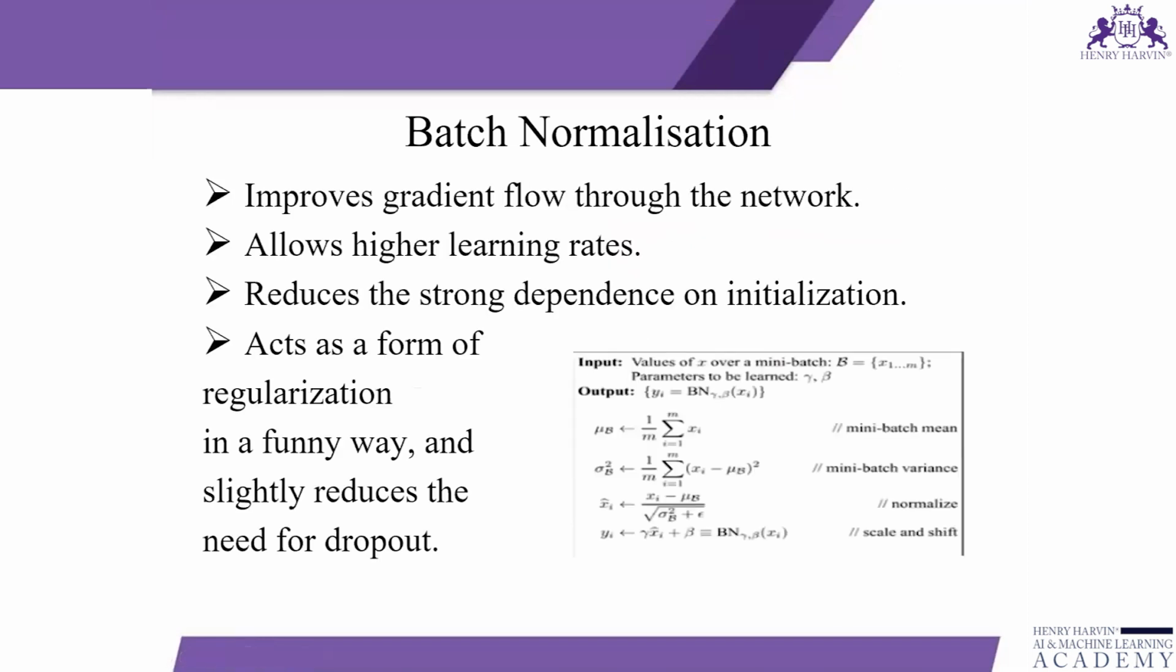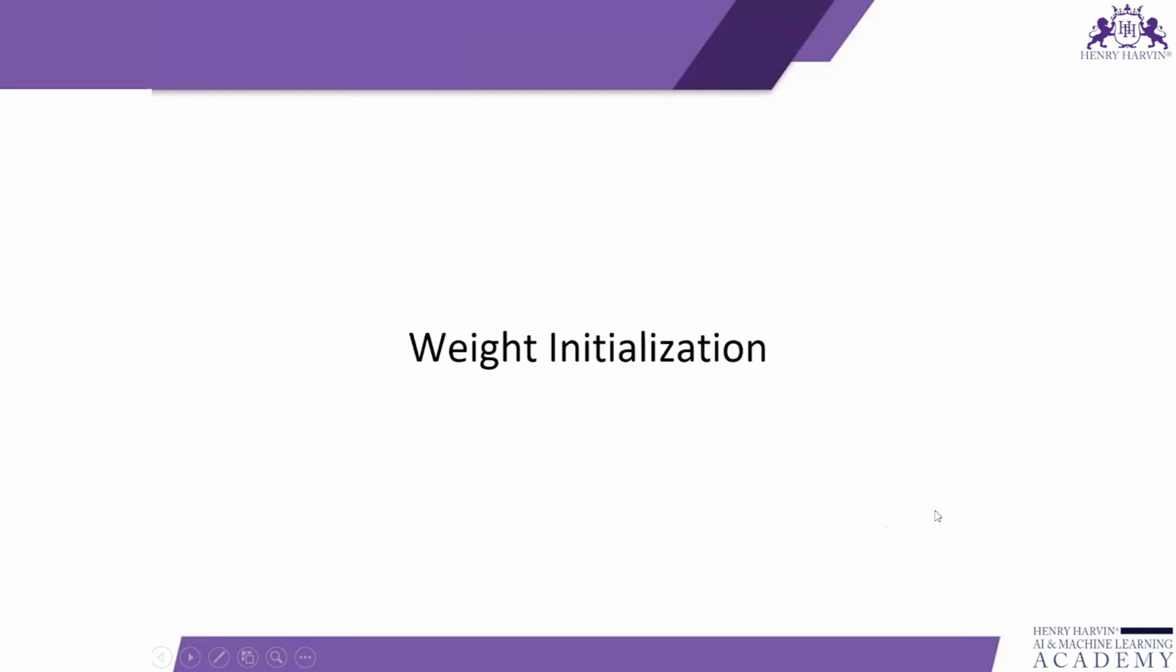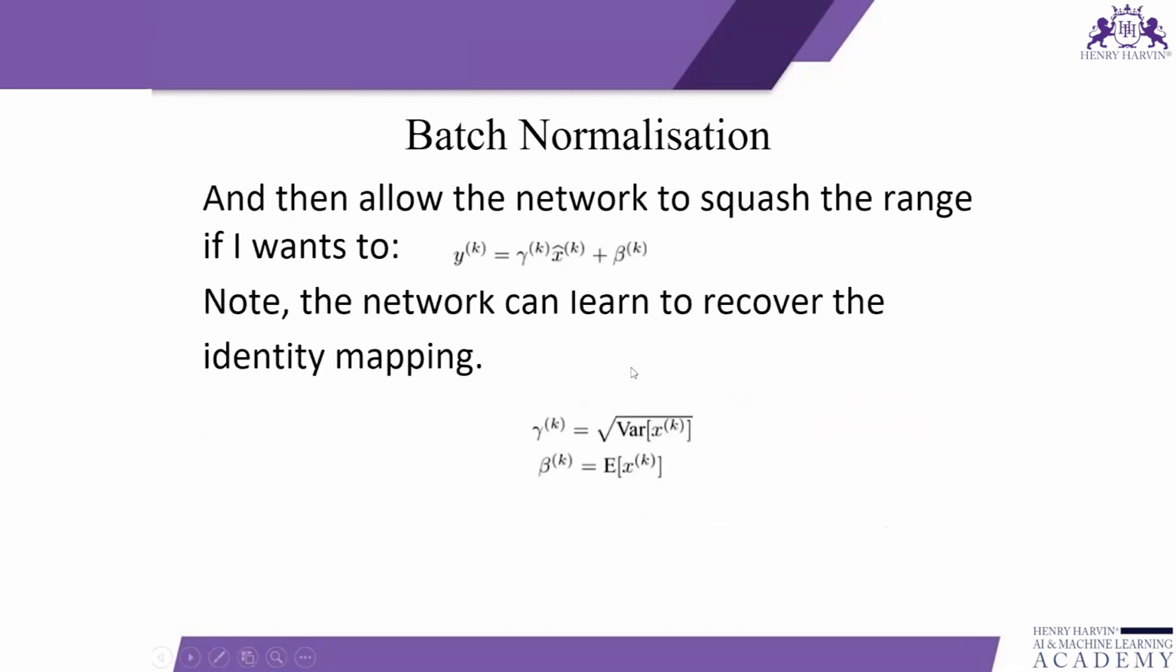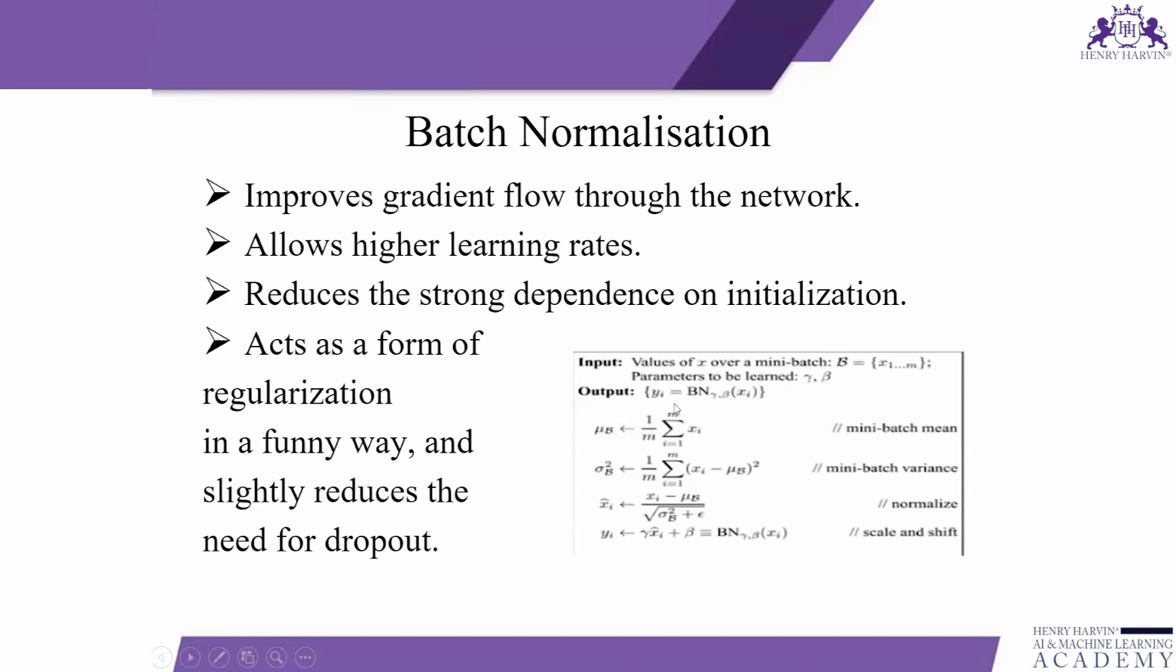So what does batch normalization do? It improves the gradient flow through the network and allows higher learning rates. It reduces the strong dependence on initialization, and it acts as a form of regularization in a funny way and slightly reduces the need for dropout, right? So you can see the mini batch mean, mini batch variance, normalize, scale and shift over here, right? It is clear, I guess. So this is what batch normalization does.